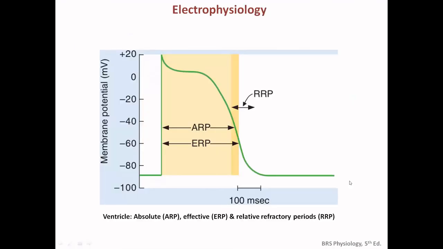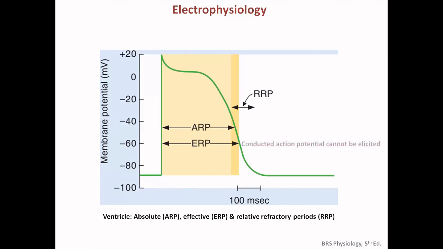Then this is the ARP, the absolute refractory period. This is the ERP, the effective refractory period. You can see the ERP is slightly longer than the absolute refractory period. And this RRP is the relative refractory period. And this signifies how long this is. This is a total of 300 milliseconds.